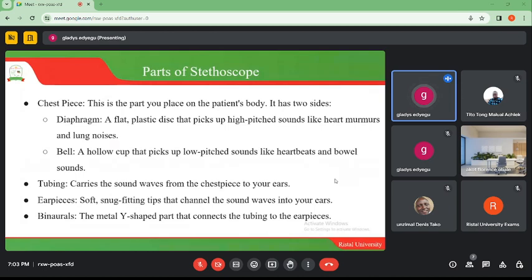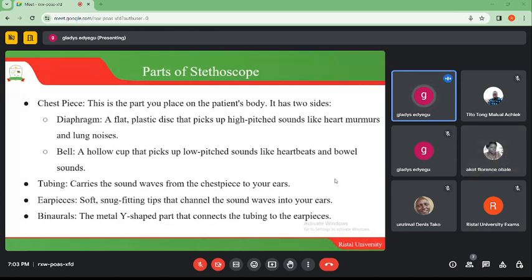Then for the case of the bell, it gives you some low-pitched sounds, like bowel sounds. So when they do surgery on the patient, you have to listen whether the patient has gotten back his bowel sounds before he starts to feed. So you use the side of the bell for listening.